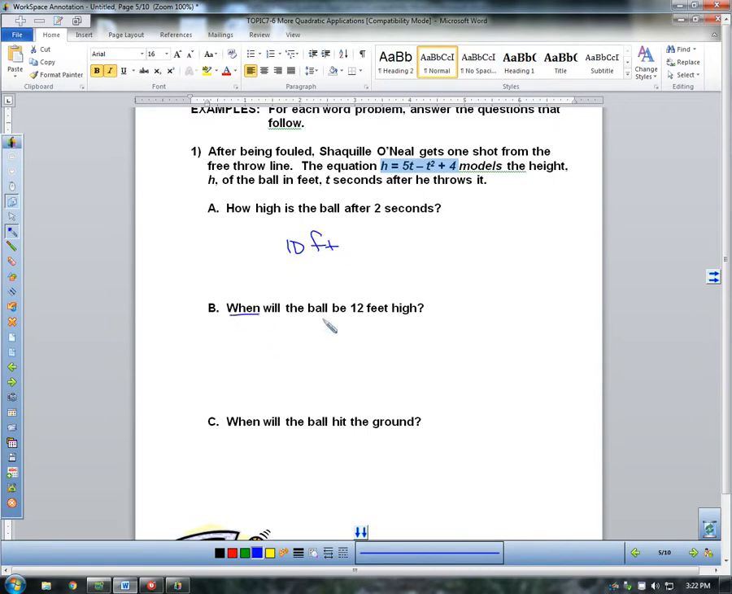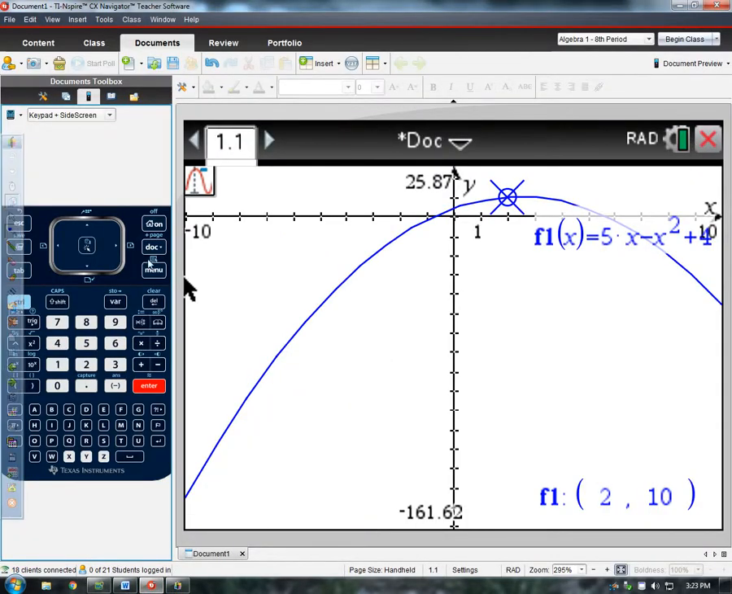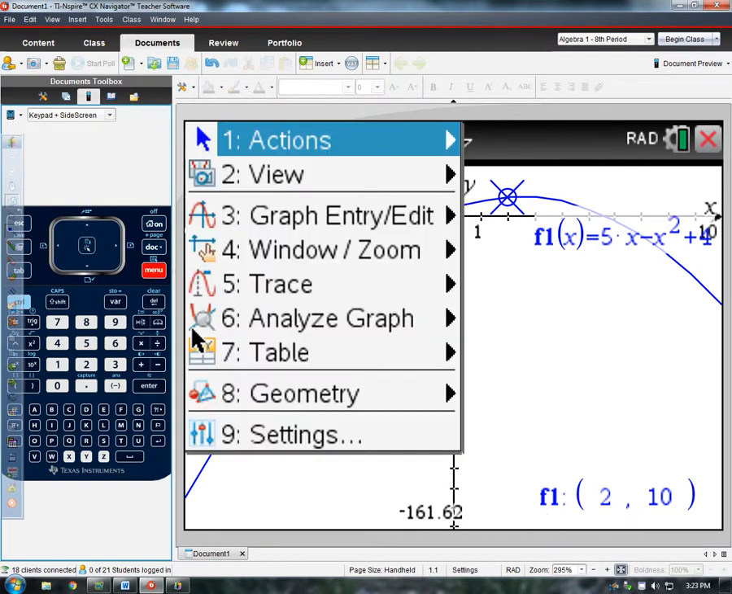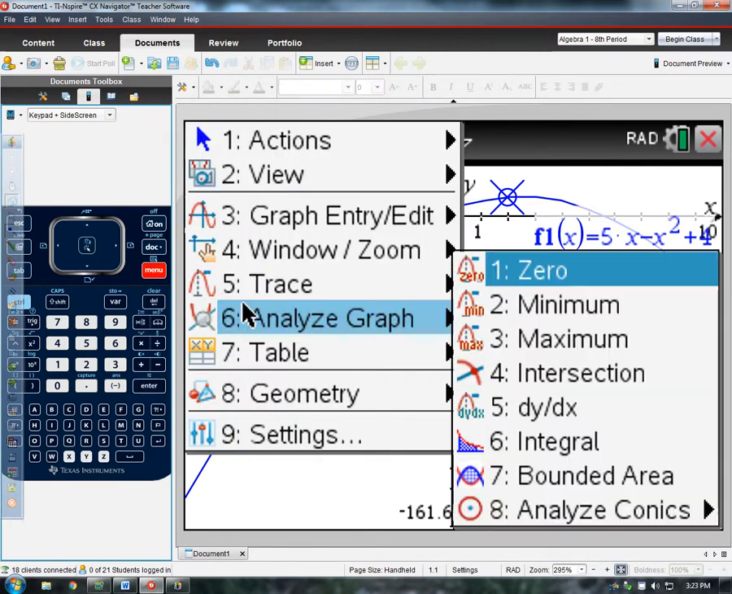Now it's asking you when will the ball be 12 feet high. So they've given you a height. When they do this, you can just type things in. So I've got to go to Menu, and I'm going to, oops, hang on.